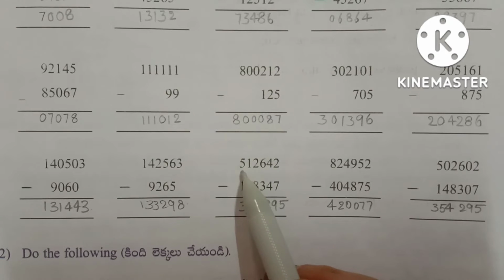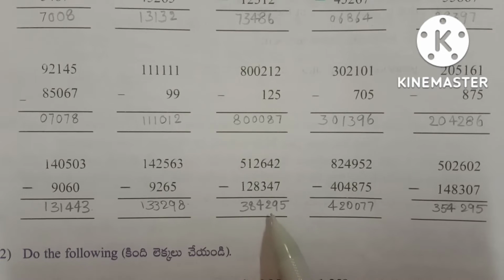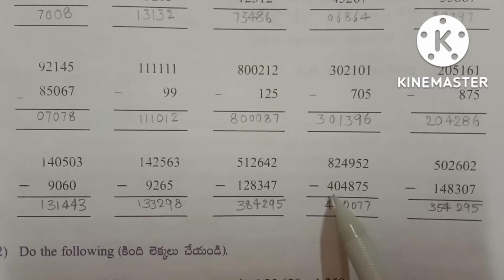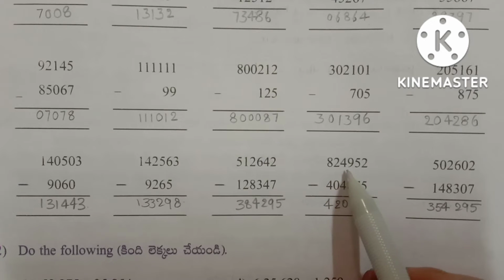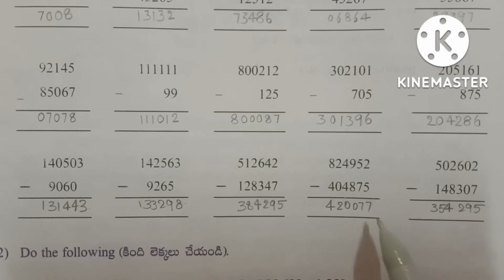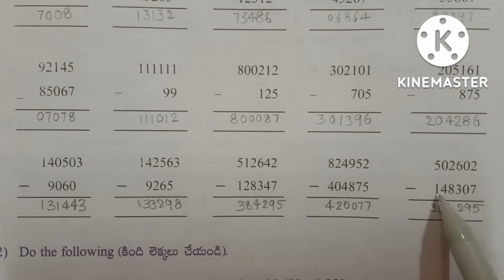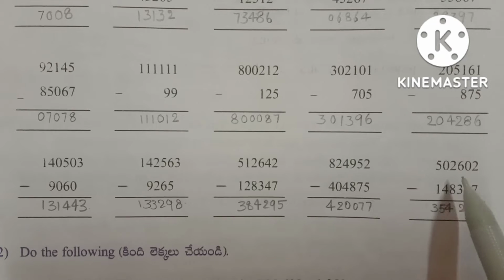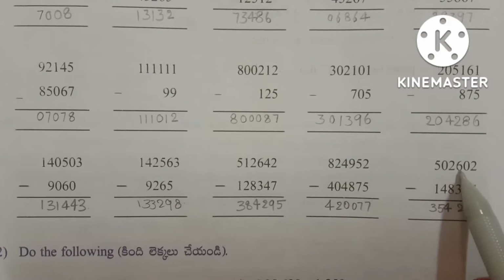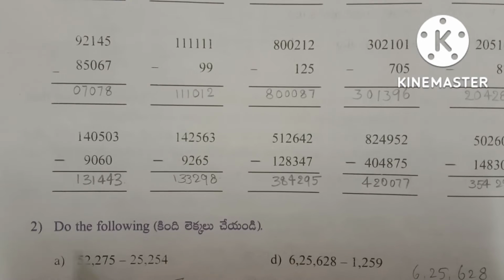Next, subtract 1,28,347 from 5,12,642. Then we get 3,84,295. Next, subtract 4,04,875 from 8,24,952. Then we get 4,20,072. Next, subtract 1,48,307 from 5,02,602. Then we get 3,54,295. Next, do the following. A.